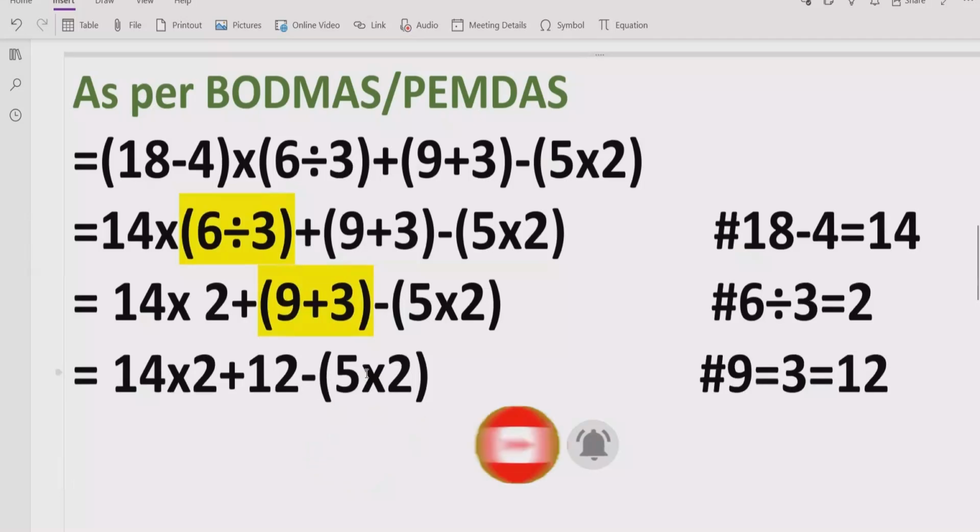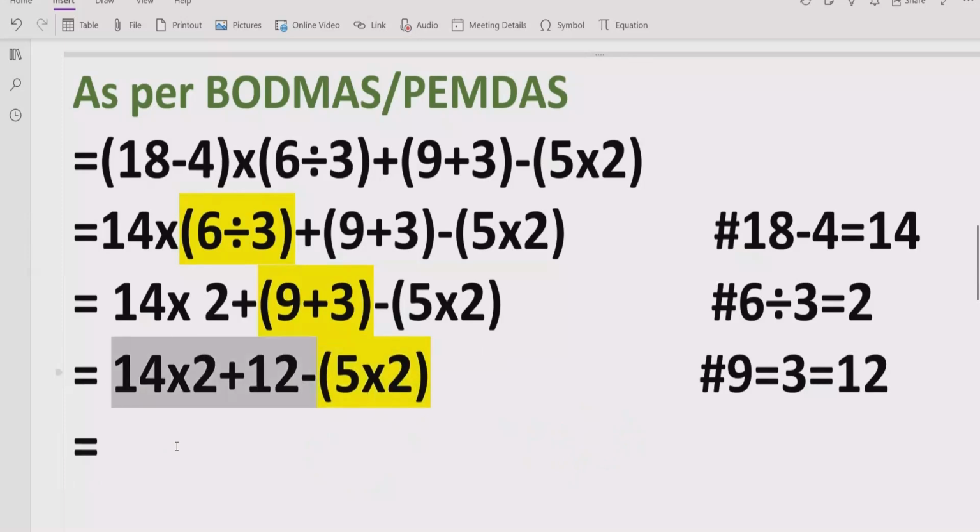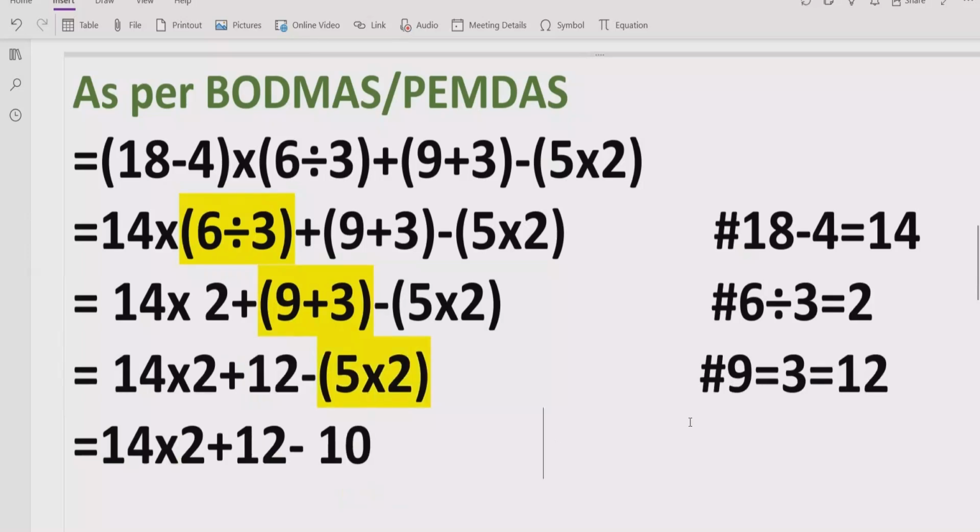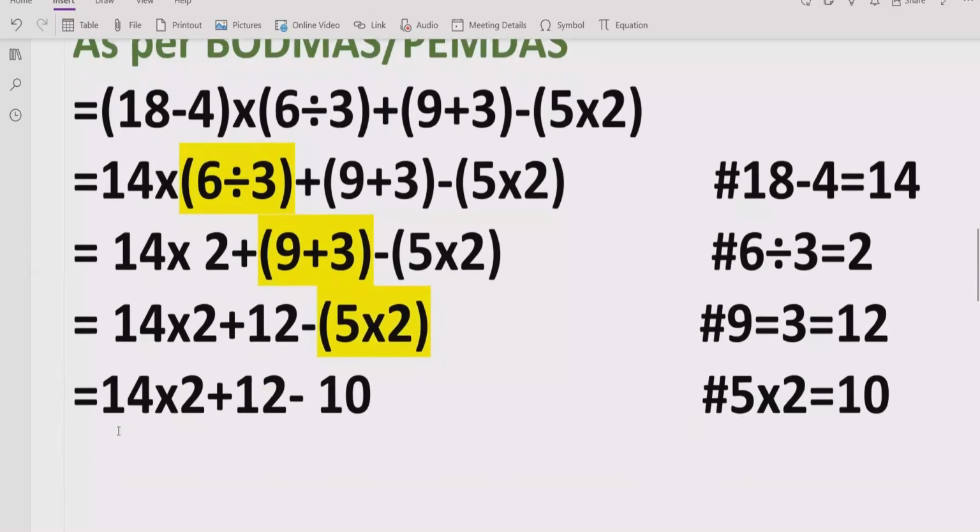Now let's move forward to solve this last bracket. So we will solve this part and we will get the answer 10. Here we will give the reference: 5 multiplied by 2 equals 10. Again, we do not have any bracket right now, and also we do not have any number which has a power.